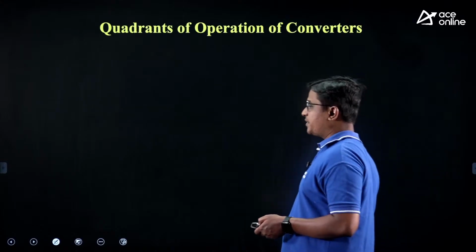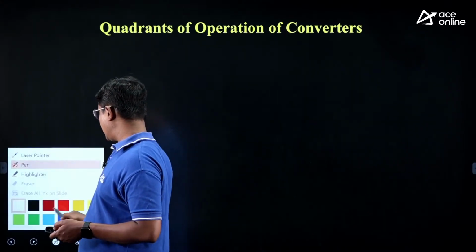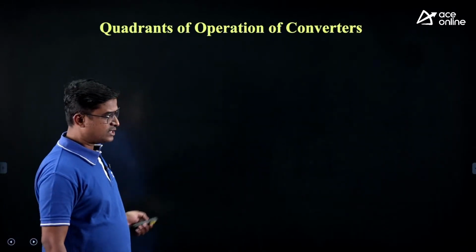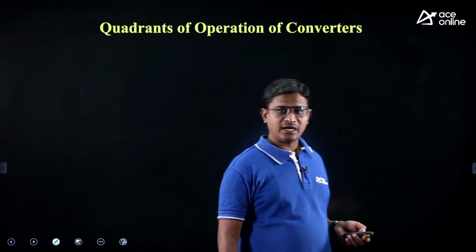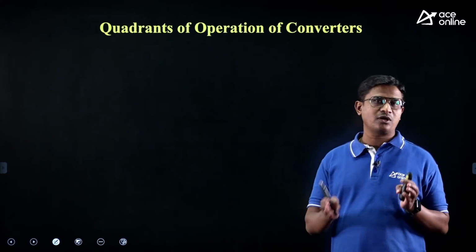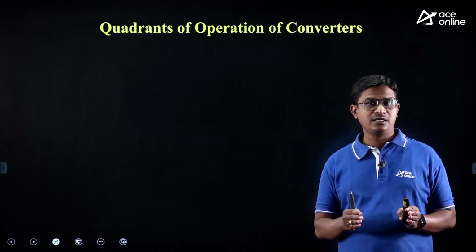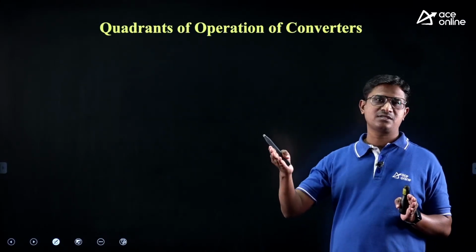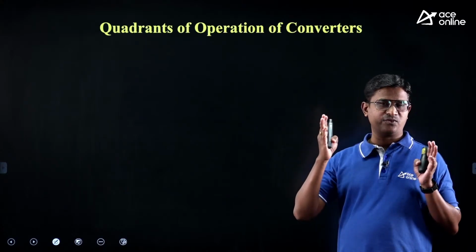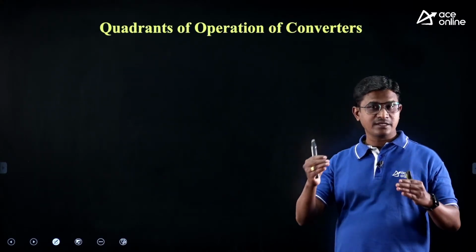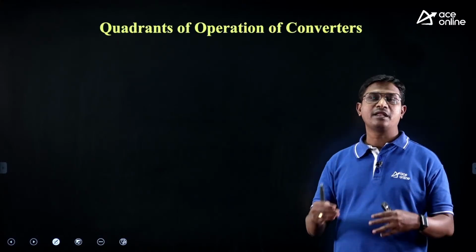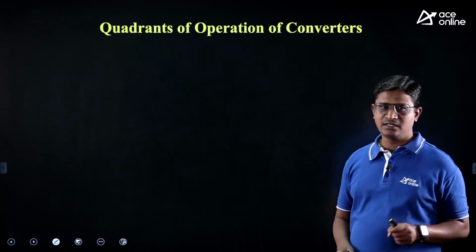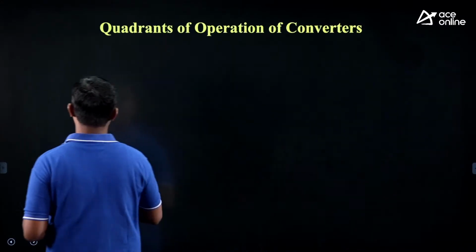Next, quadrants of operation of converters. Some theory questions have been asked based on the quadrants of operation of converters. These quadrants of operation are defined by considering the load on the converter as a DC motor, or motor load, an RLE load. In different converters like the rectifier, we have different loads: RL, RL with freewheeling diode, RE and RLE. That RLE load is nothing but a motor load, right? RLE load means motor load.